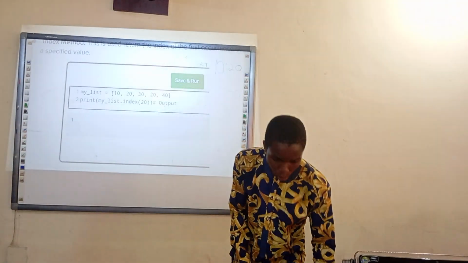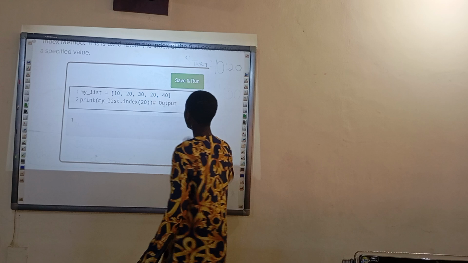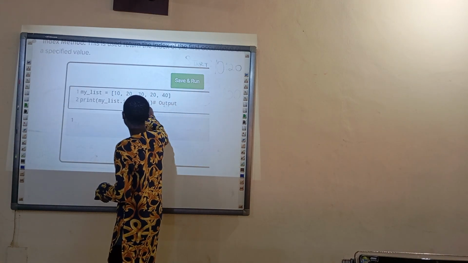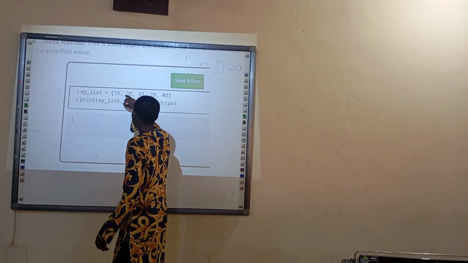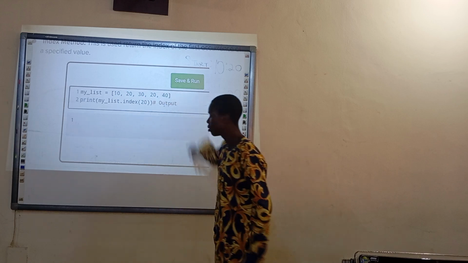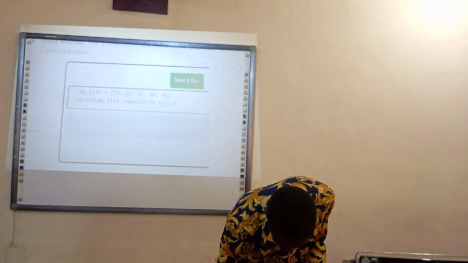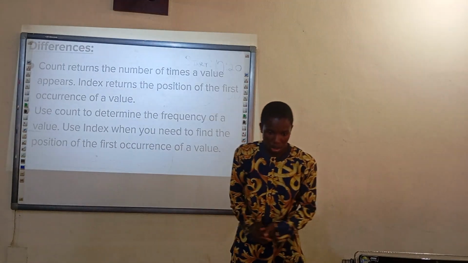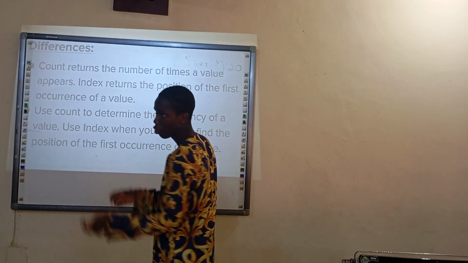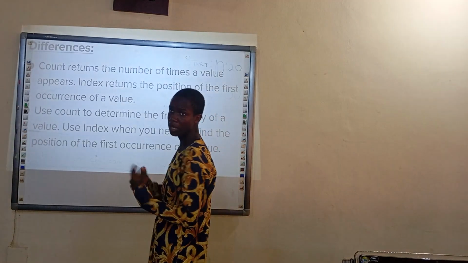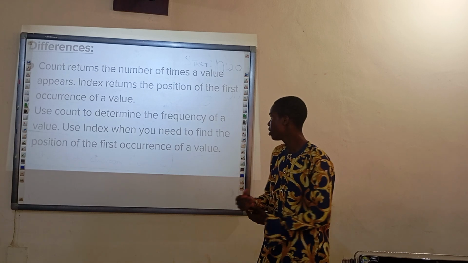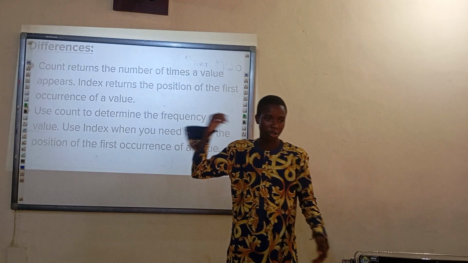And the index method is used to return the index of the first occurrence of a specific value. So this index function returns the index of this item here, which is index 1 in my list in this example. The difference between the two is that count returns the number of times a value appears, while index returns the position of the first occurrence of that value in the string, list or tuple. So count is used to determine the frequency of the value, while index is used to find the position of the first occurrence of a value.